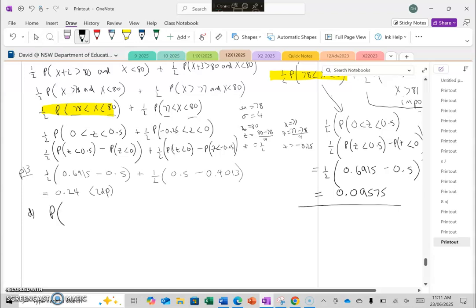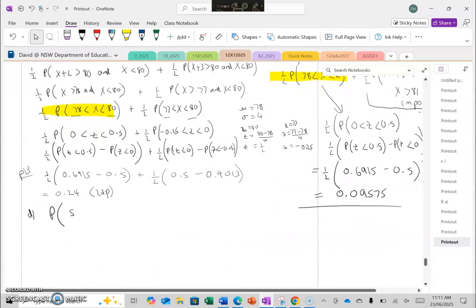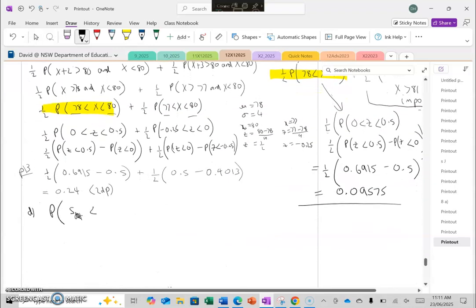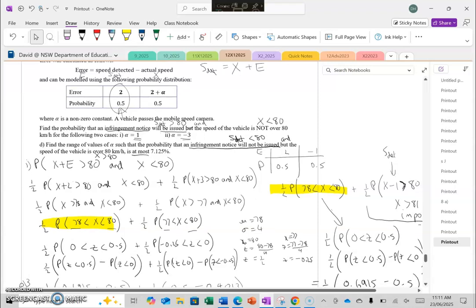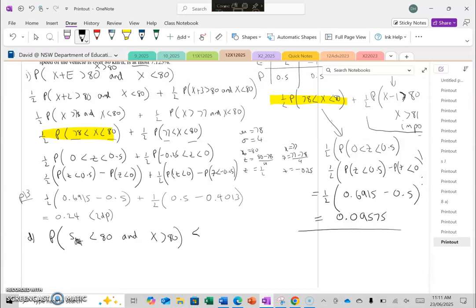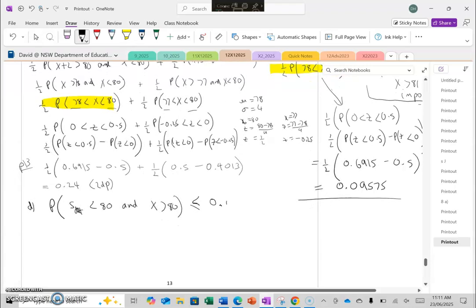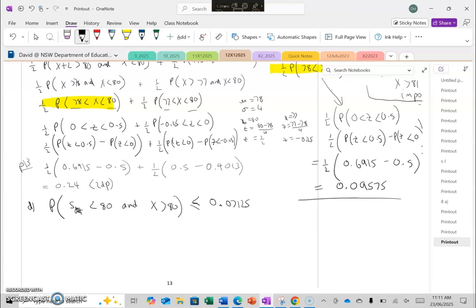So probability that the speed detected is less than 80. And at the same time, my actual speed was more than 80. We want that to be at most, so less than or equal to, because it's at most 7.125% or 0.07125. Okay. So that's my setup.